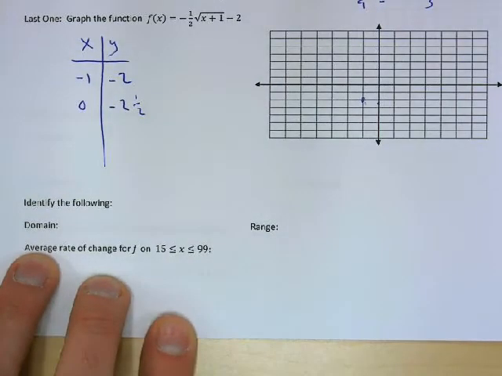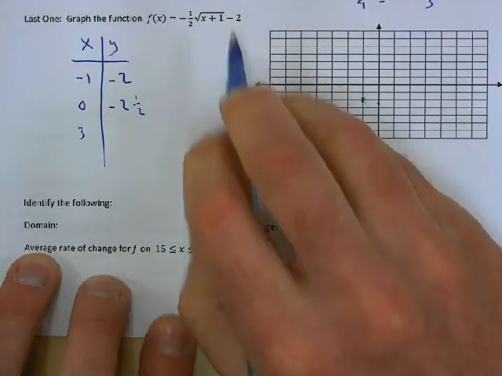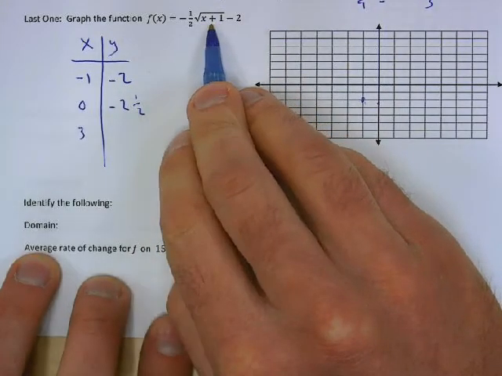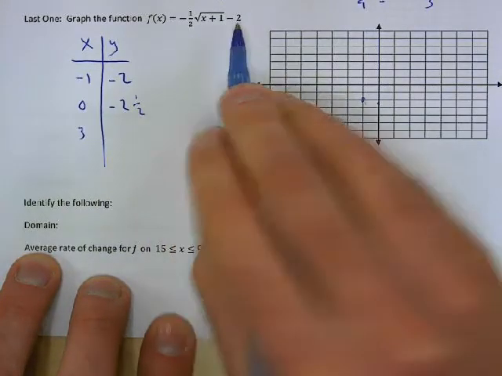All right, next, what's going to give me a 4 under the radical? So what plus 1 is 4? Well, 3. Okay, and then if I stick in x is 3, 3 plus 1 is 4. The square root of 4 is 2 times negative 1/2 is negative 1. Minus 2 is negative 3.